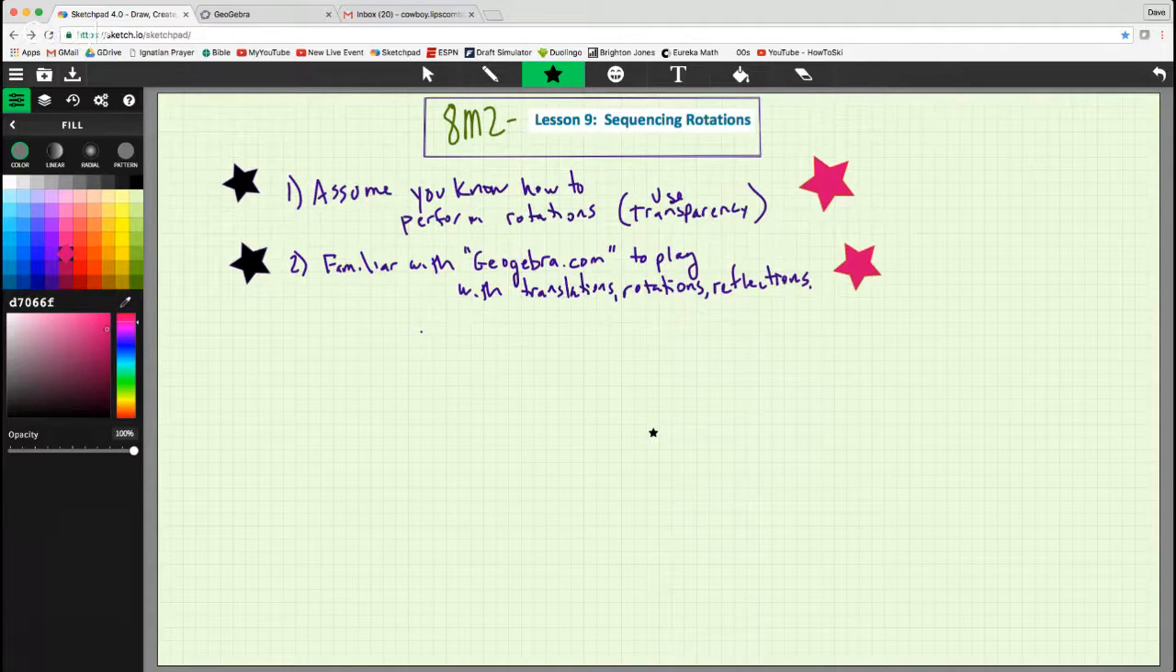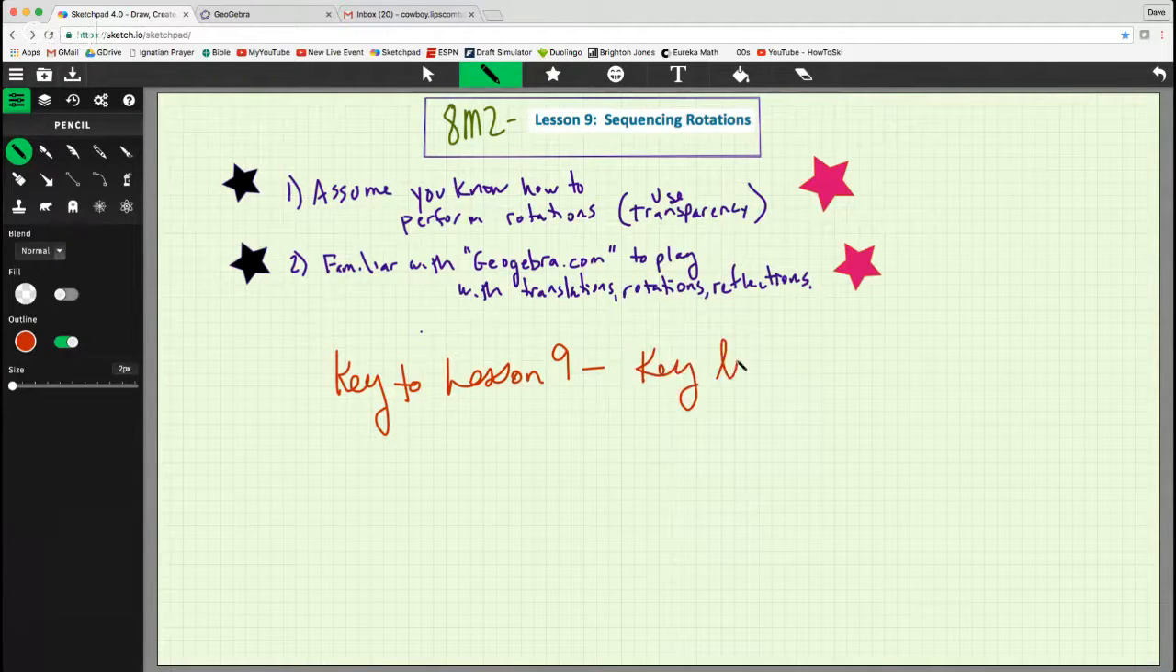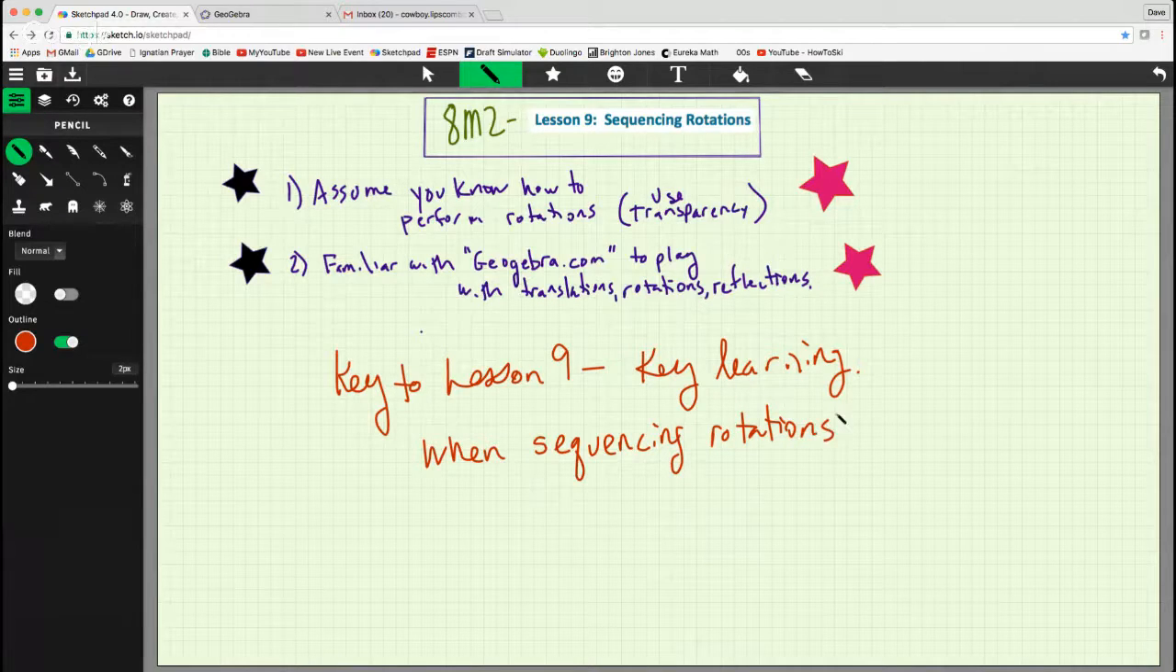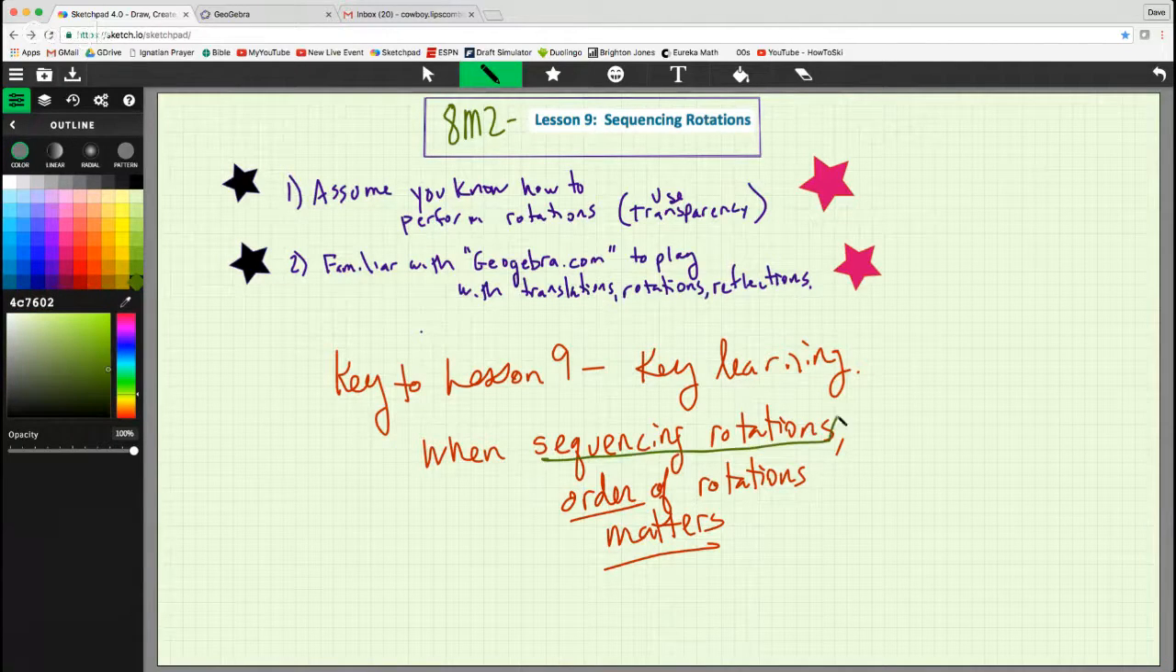Now what we're going to do is I want to demonstrate to you the key to this lesson. The key learning of lesson 9 is that when sequencing rotations, and I'll define that for you in a second, the order of your rotations matters. The order matters.